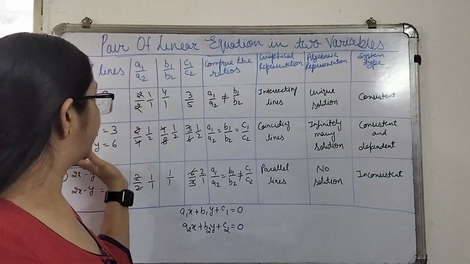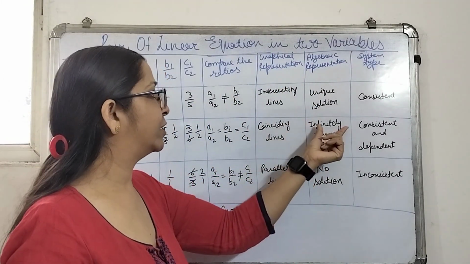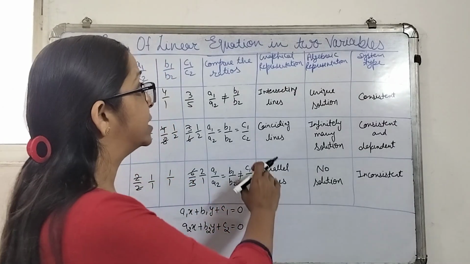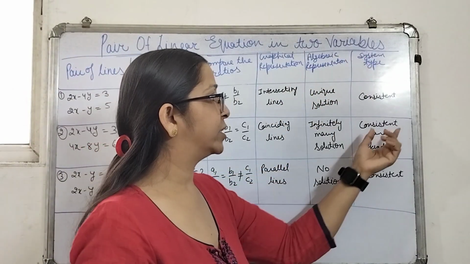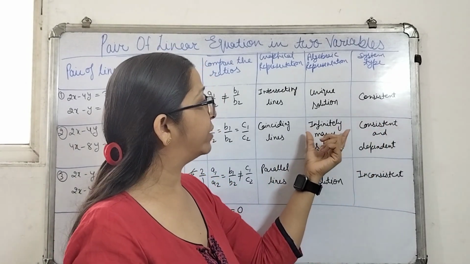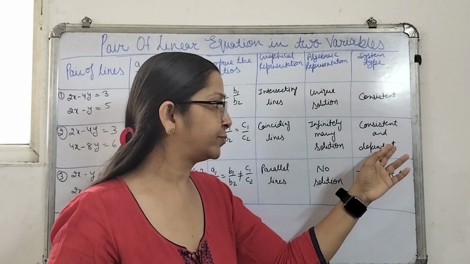Or if we solve these equations algebraically, we will find that there will be infinitely many solutions for these equations. That means the system type of these equations is consistent because it has a solution, and because it has infinitely many solutions, it will be dependent also.